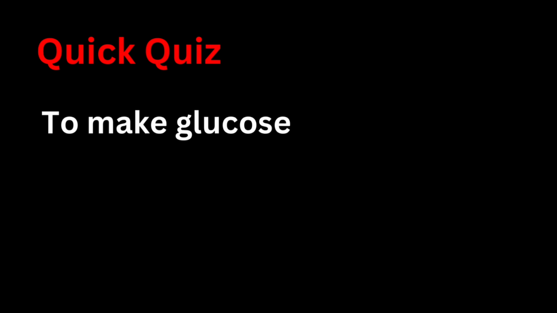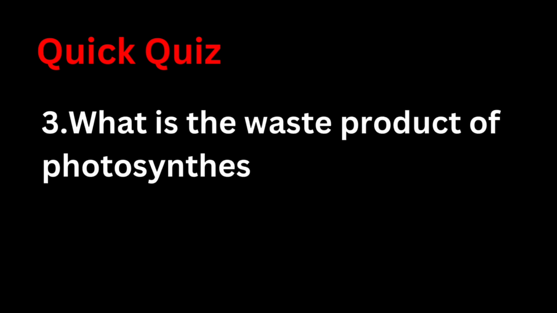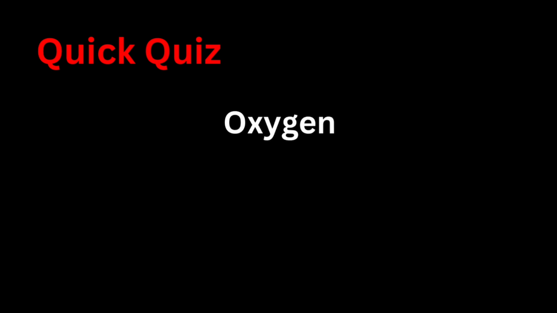Okay. And question number 3. What is the waste product of photosynthesis? So have a think. Photosynthesis produces something that's not needed by the plant. So it's a waste product. What is it? And the answer's coming in 3, 2, 1. So the answer we're looking for is oxygen.